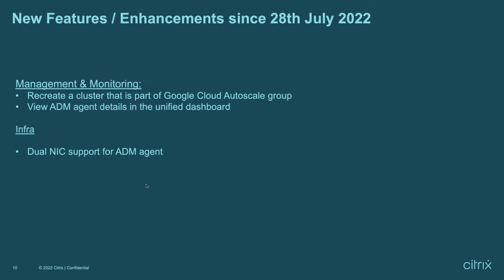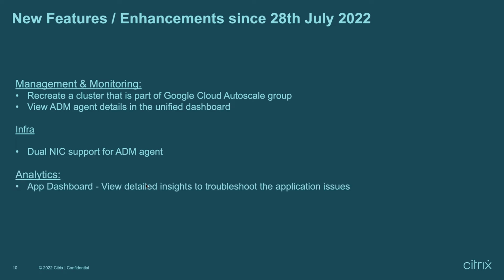Again, in the infra, this is one of the much wider asks from across the geos, which is the support for 2 NICs over the ADM agent. Now it is in GA, and the latest ADM agent versions do support this dual NIC. Under the analytics within the app dashboard, now you have the capability to view details inside to troubleshoot application issues.